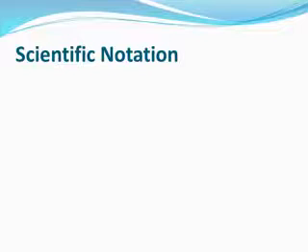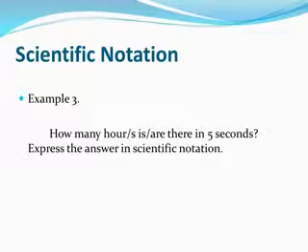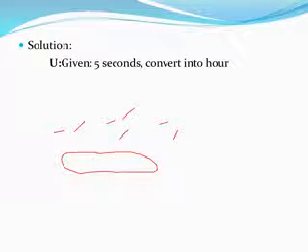Now, let's proceed to scientific notation problems. We have here example number 3. How many hours are there in 5 seconds? Express the answer in scientific notation. Don't forget to write the word solution. That is very important. Now we have our first step. We have a given 5 seconds and we are asked to convert it into hours.